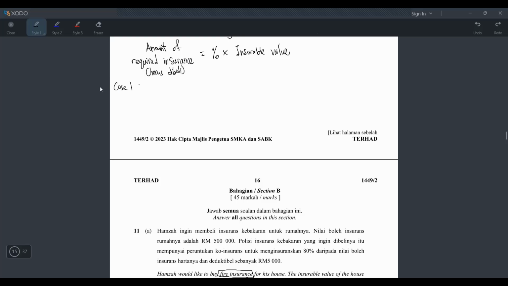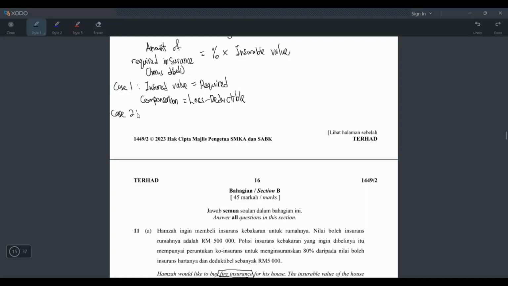Case 1 is when your insured value is equal to required. Then your formula for compensation will be loss minus deductible. That is if your insured value is the same as required.